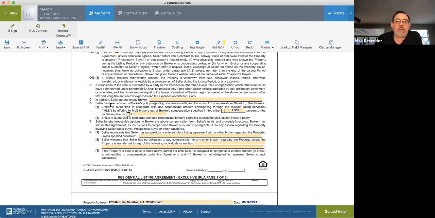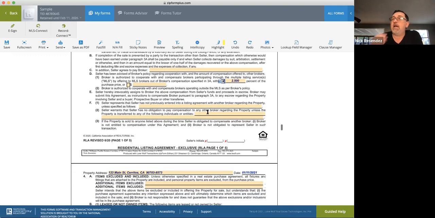And then we get to paragraph D here, 3D. This is where we are stating to the seller what our policy is for cooperating with outside brokers. So when we think about cooperating in this regard, this is the buyer's agents from different brokerages. And here we're telling the seller, hey, we're going to offer to those agents 2.5%. So we have to tell the seller how much we're giving to the other party, right?